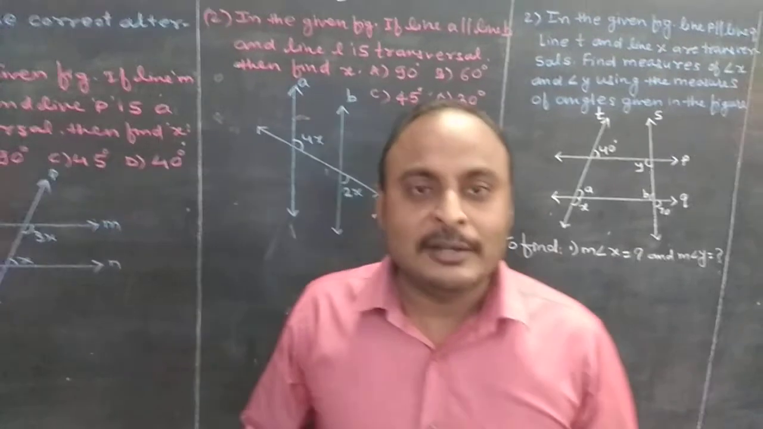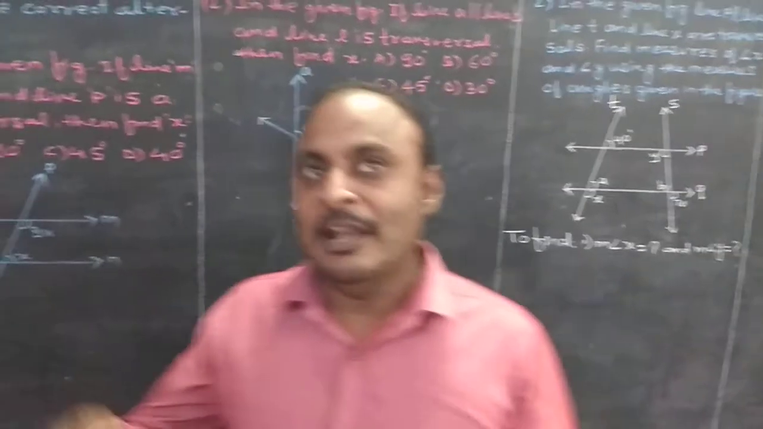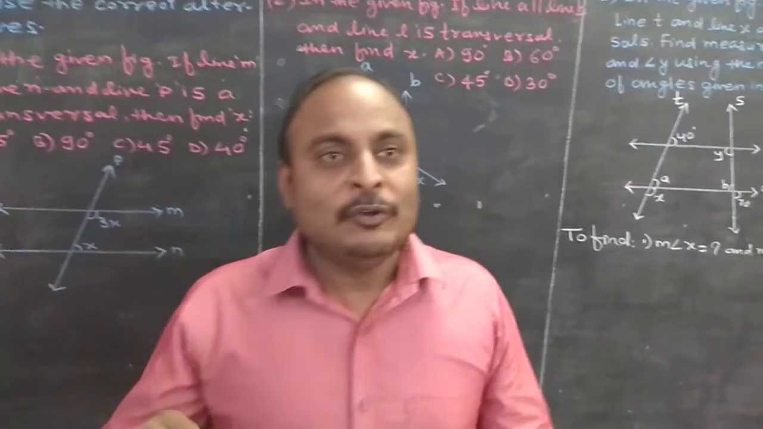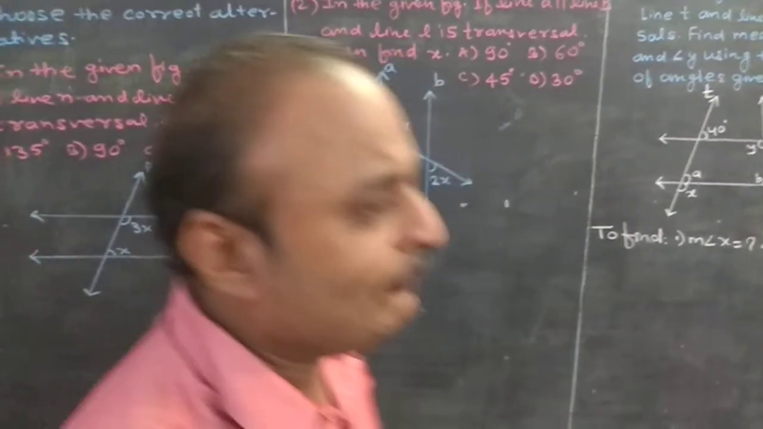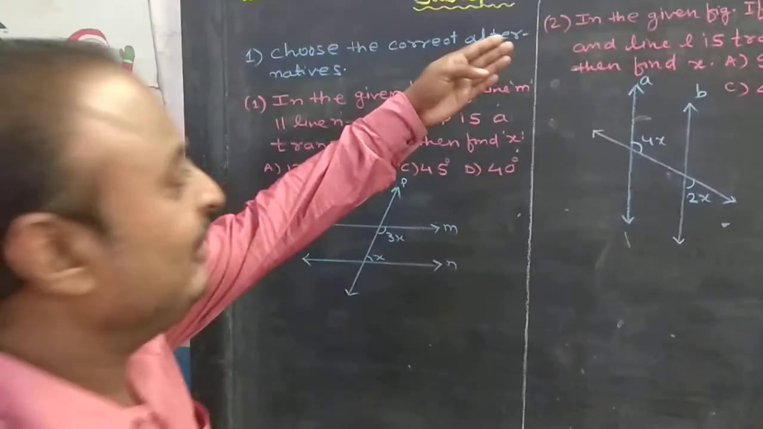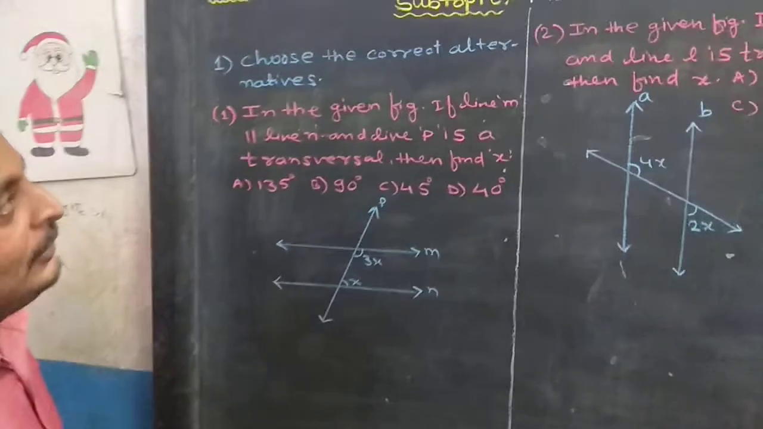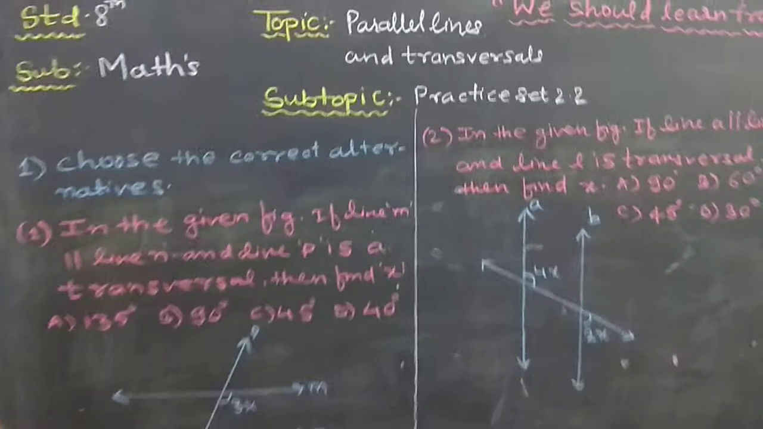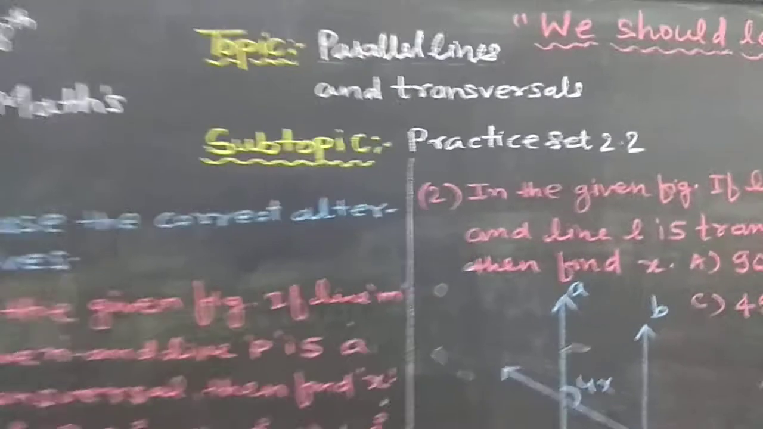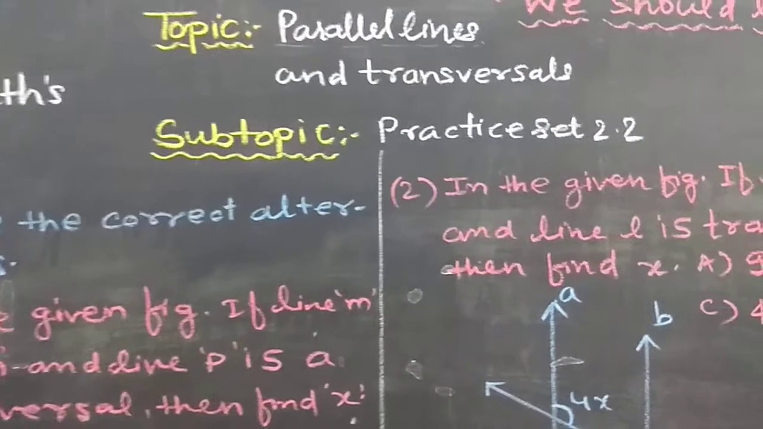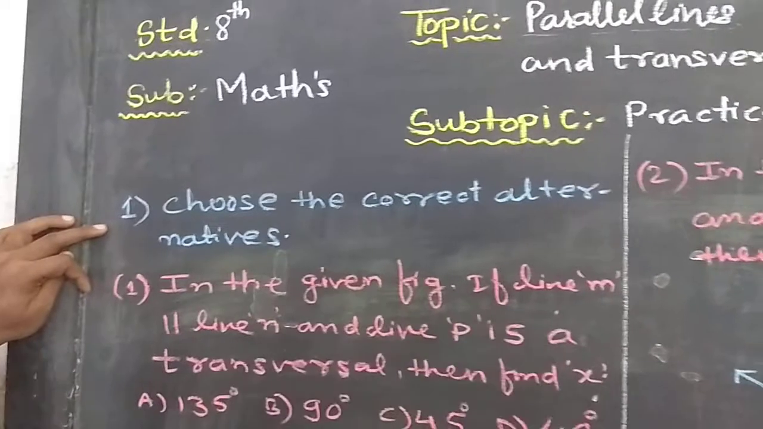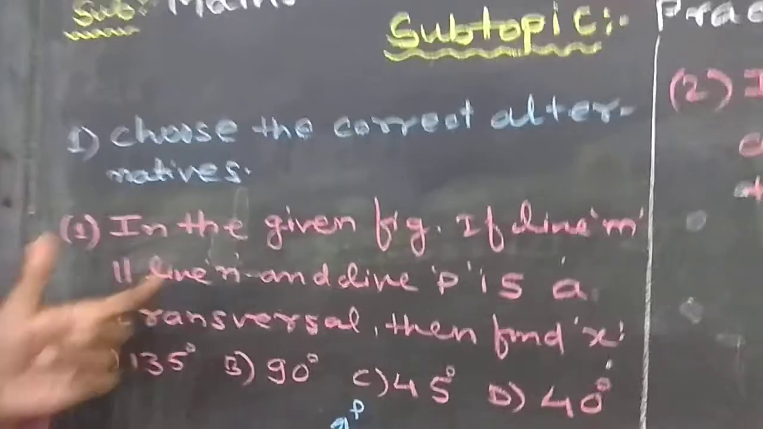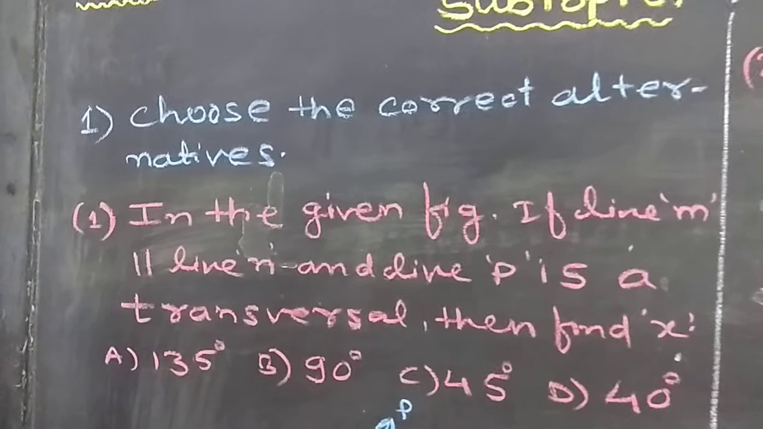Today we are going to start our new part, and we have already completed two parts in the previous lecture. Today we are going to start our practice set 2.2, and the name of the topic is parallel line and transversal. Now you can see that in question number 1 there are two sub-questions given, and we have to choose the correct alternative.